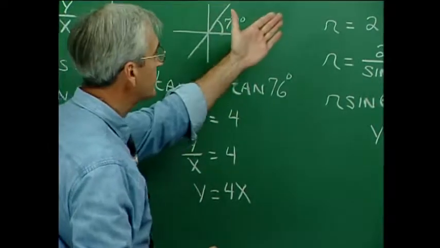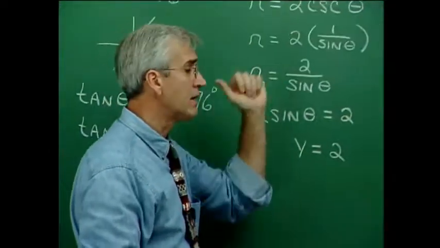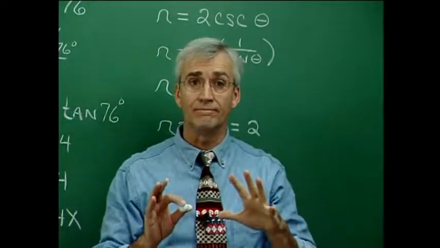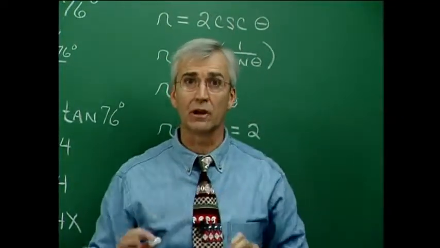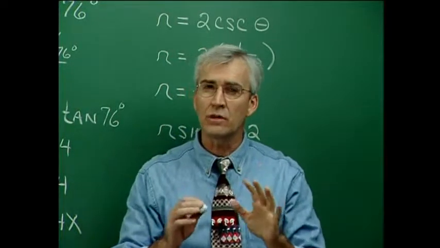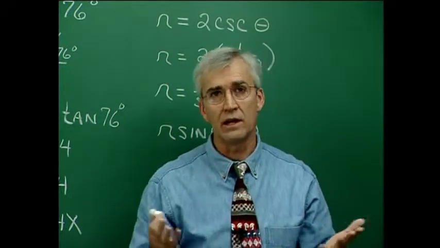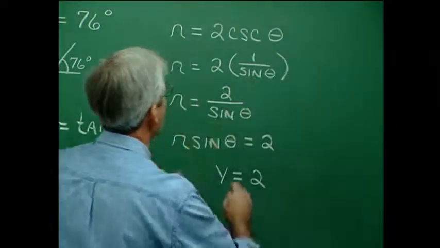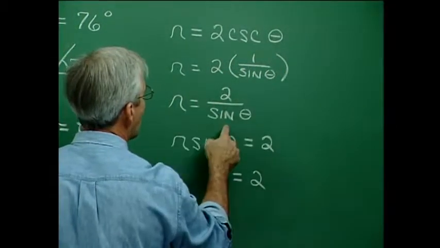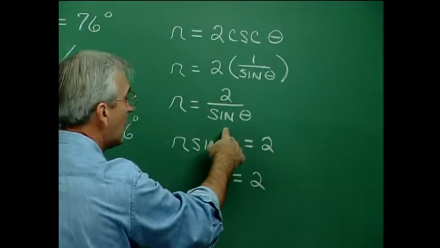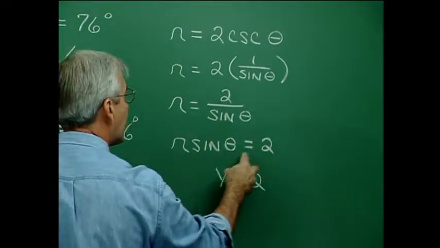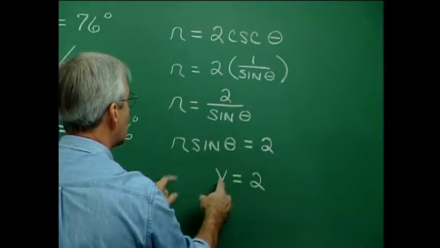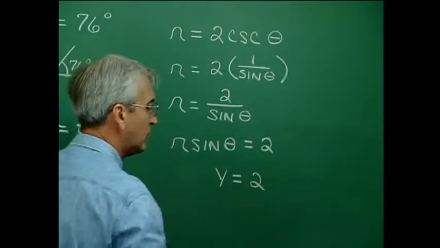Here's another one. r is 2 cosecant theta. Your first thought could be to rewrite using our reciprocal identities in terms of sine, cosine, and tangent. And here that strategy works really well. Cosecant theta is 1 over sine theta, and now our fraction here becomes 2 over sine theta. Multiplied by sine theta on both sides, we have r sine theta is equal to 2. And now we have a substitution for r sine theta, it's simply y. So this is y equals 2.